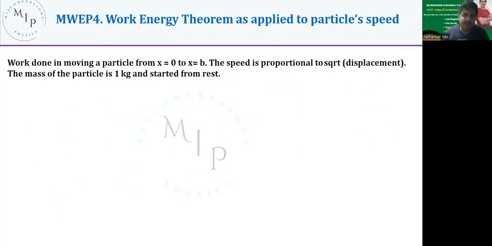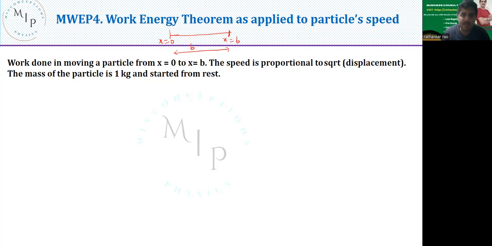Now, the problem reads like this. Work done in moving a particle from x equal to 0 to x equal to b. What is x equal to 0? What is x equal to b? Let's say I can give this as 3 meters, 4 meters, whatever it is. x equal to 0 is my origin. x equal to b, b is this point. Which means the distance here is nothing but b. I'm just breaking the problem down to let you know.